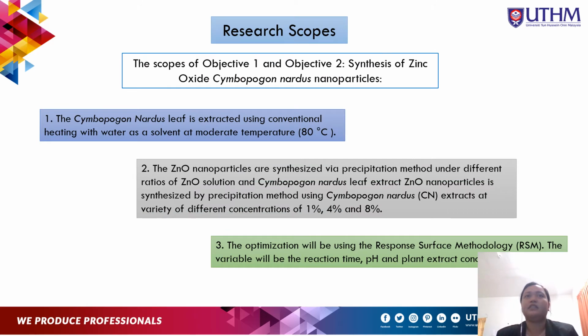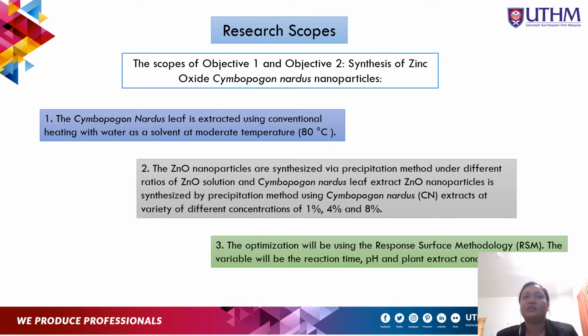So we talk about the research scope. The scope of Objective 1 and Objective 2 is the synthesis of zinc oxide Cymbopogon nanoparticles. First, the Cymbopogon leaf is extracted using conventional heating with water as a solvent at a moderate temperature of 80 degrees Celsius.